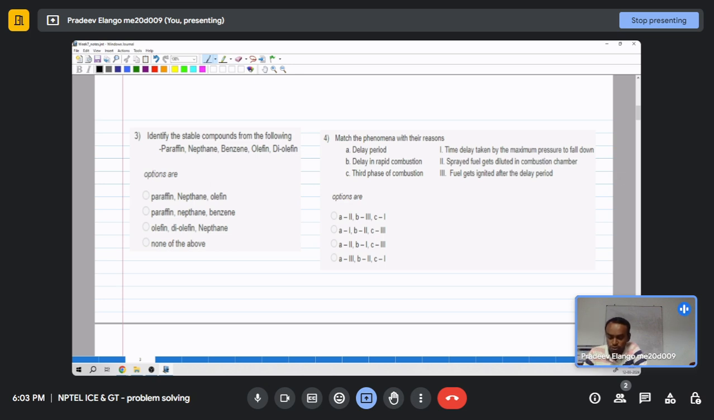Identify the stable compounds from the following: paraffin, naphthene, benzene, olefin, diolefin. Paraffin, naphthene and benzene are more stable compounds when compared to olefin or diolefin.